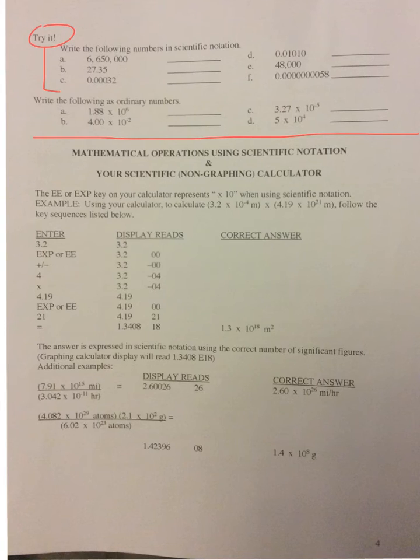Also, when you convert your numbers into scientific notation, they have to still maintain the same number of sig figs. So we're going to do part A together. We have 6,650,000. How many sig figs are in that number? It has trailing zeros, so remember our rule for trailing zeros. Trailing zeros do not count unless they have a decimal, and there's no decimal here. So this one only has 3 sig figs.